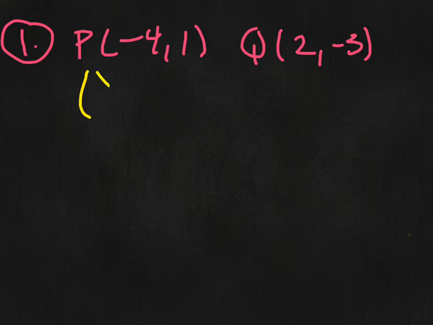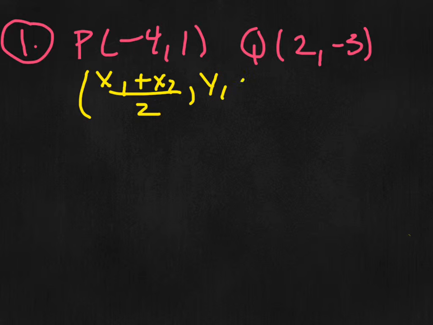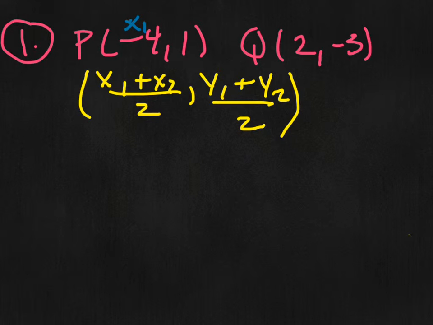The midpoint formula is x1 plus x2 all divided by 2, and y1 plus y2 all divided by 2. So I find it helpful if I label. This is my first x, so it's my x1. This is my first y, so it's my y1. x2, y2. I'm going to take all that information and plug it right in.